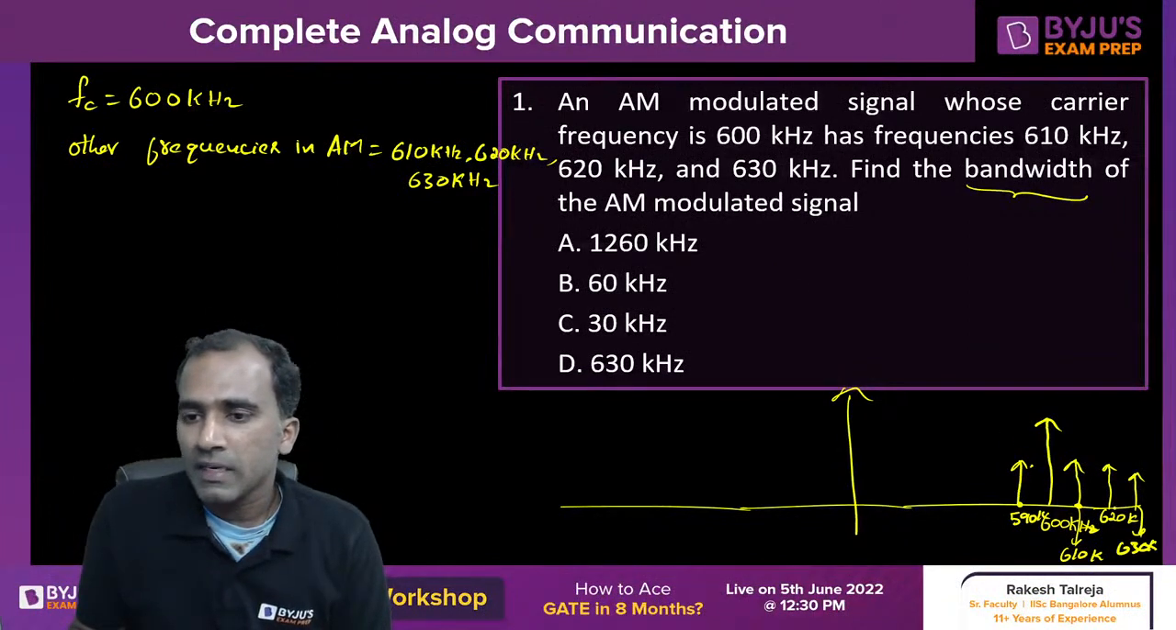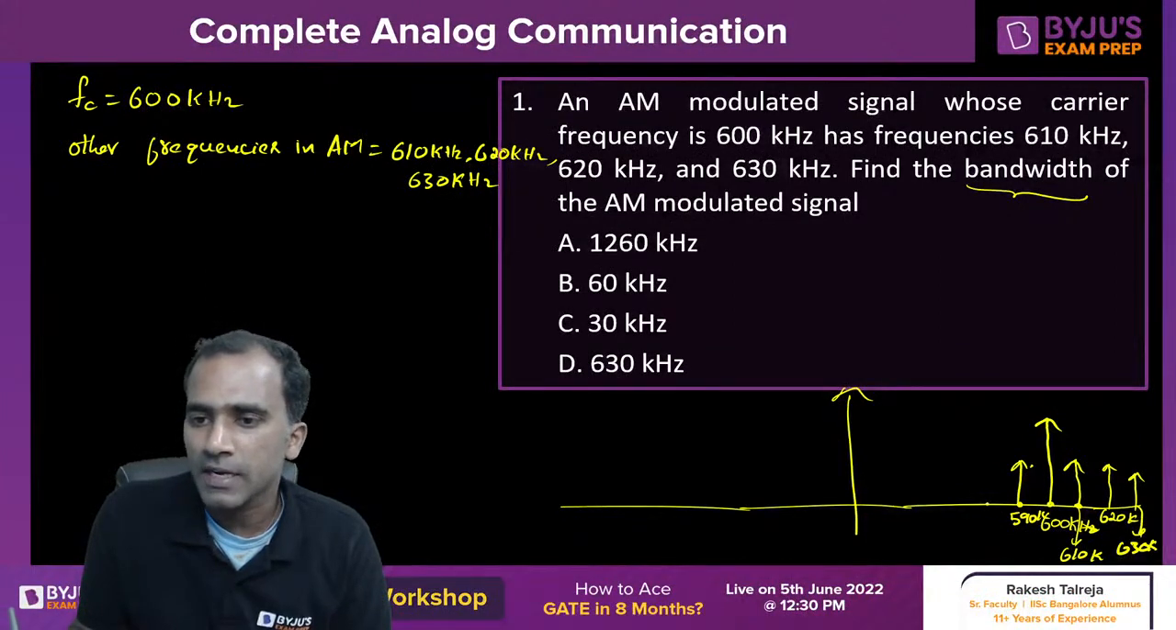Right. Next, what is the symmetric spectrum corresponding to 620? With respect to 600, 620 is at a distance of 20. So what is the impulse at a distance of 20 on the opposite side? An impulse at 580.